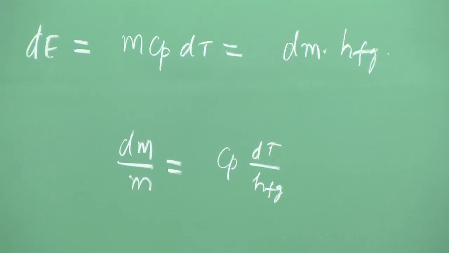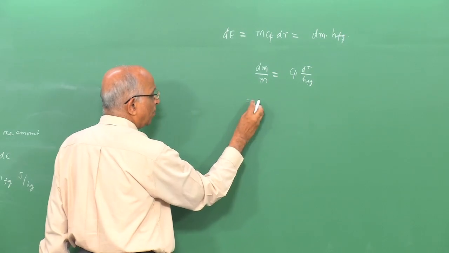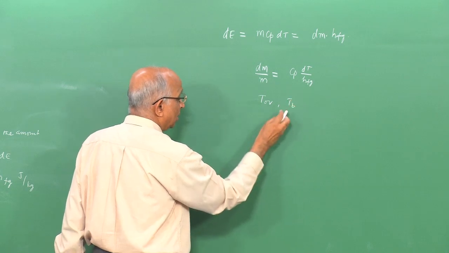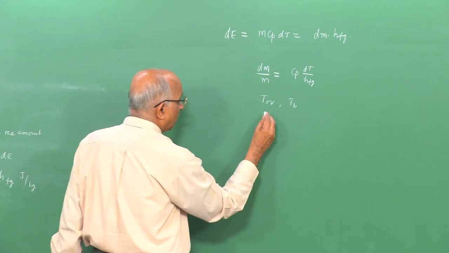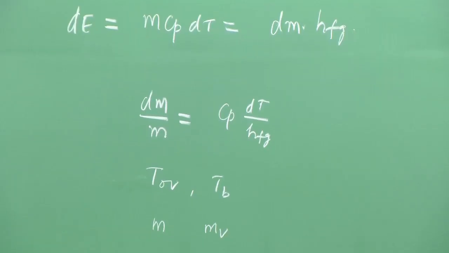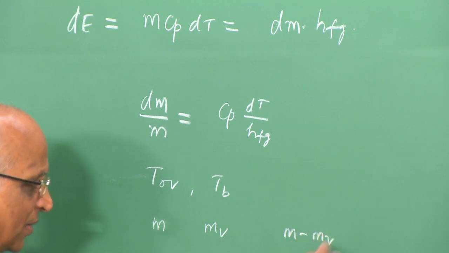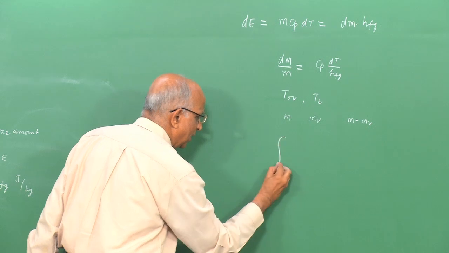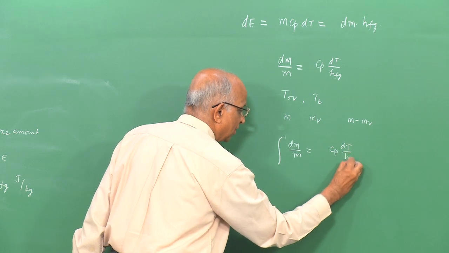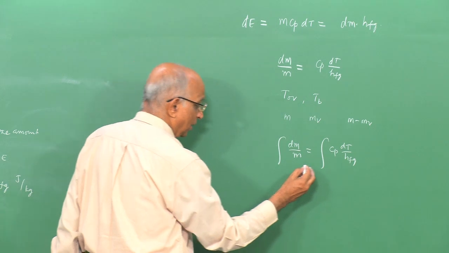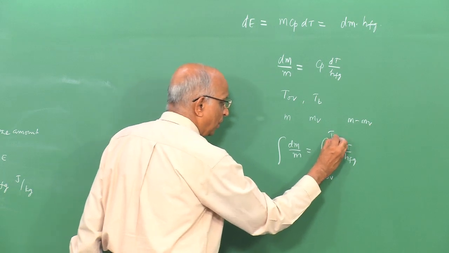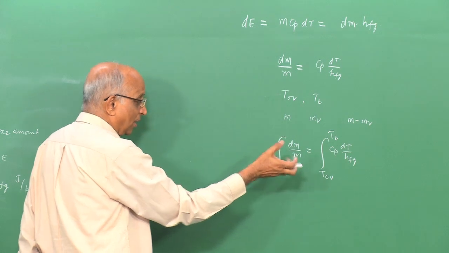Now in practice, the overheating is not by a small amount. The overheated temperature is T overheated, the boiling temperature is Tb, and this difference is sizable. Therefore in the process, from the initial mass m of the liquid, a mass mv gets evaporated, and the final mass of the liquid is m minus mv. If I integrate this equation, I get the integral of dm divided by m equal to Cp dT by hfg, as the temperature goes from the overheated temperature to the boiling temperature, when it is flashing into vapor.